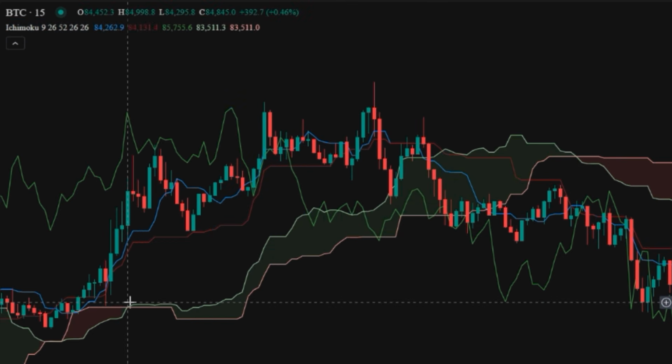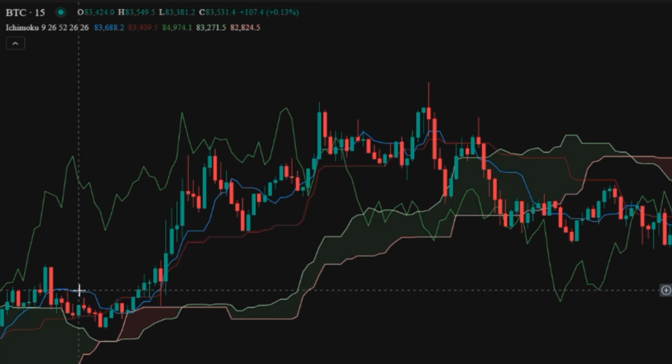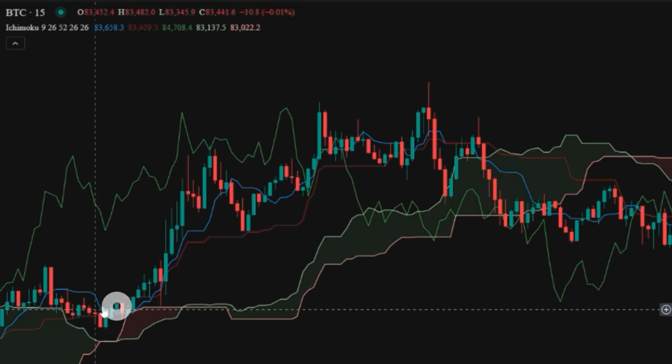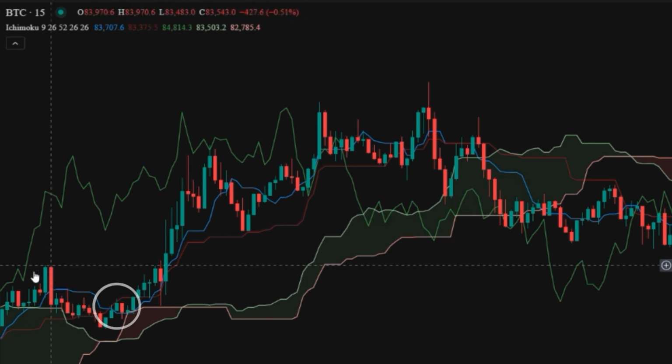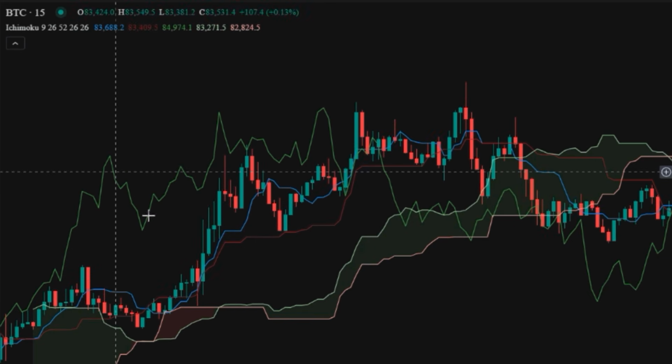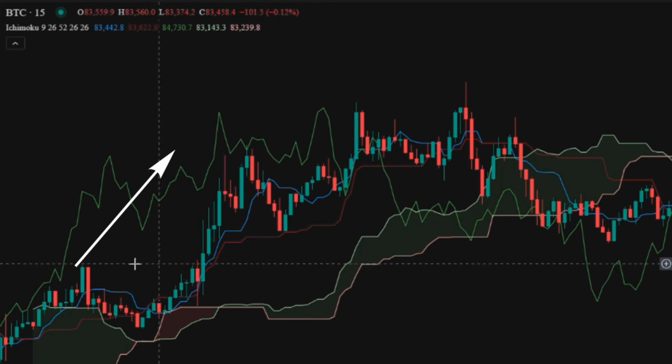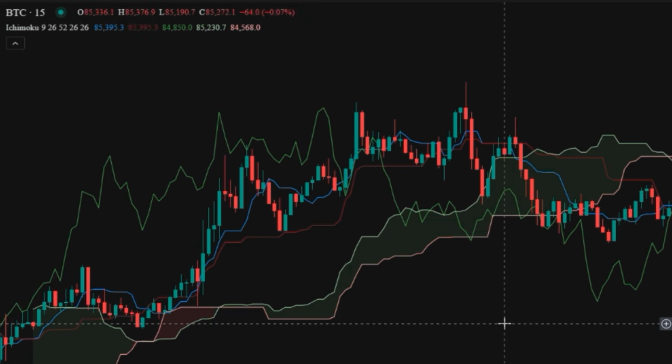Let's check the same signals using an additional filter in the form of lagging span. Let's add it to the chart and see what we would get in this situation. We see that overall, lagging span is growing. There is a slight correction here, but overall, the general trend is up, and we are confirming our upward signal here.